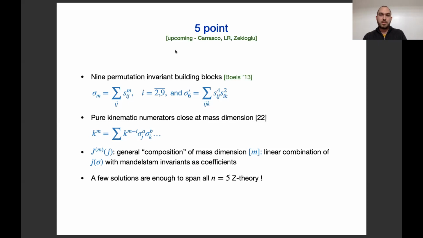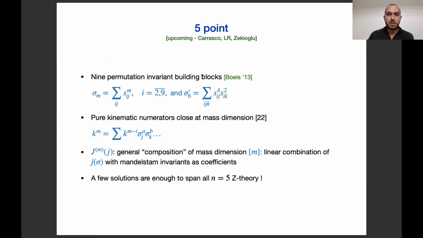So that was great, but that was just 4 points. You might worry, does this really work in general? And it looks like it does. So this is some upcoming work. We'll hopefully have out soon. The same sort of analysis and the same sort of relationships work in general, it seems.